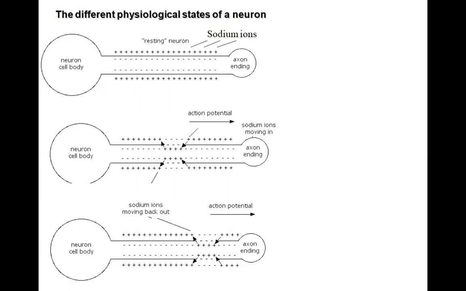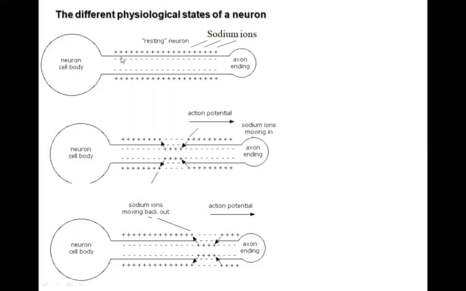There's an imbalance between the two sides of the membrane. This is called polarization. It's like a battery. If you look at any AA battery, it has a positive end and a negative end. When the neuron is not firing, it is polarized, with positive ions outside and negative ions inside. This is not a stable state, because positive ions and negative ions attract each other. They try to get together. There's always a pressure for them to get together.